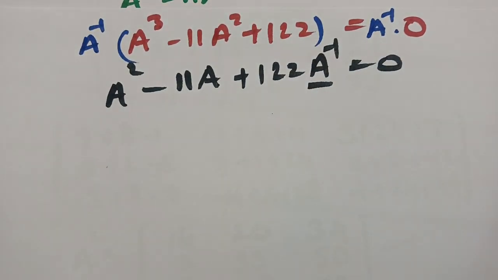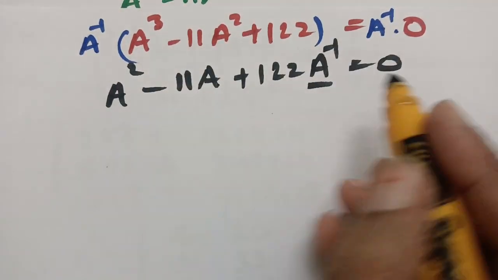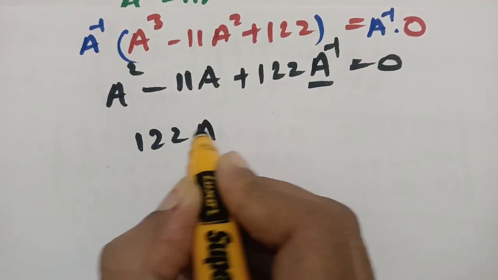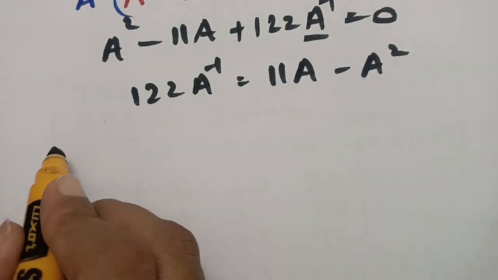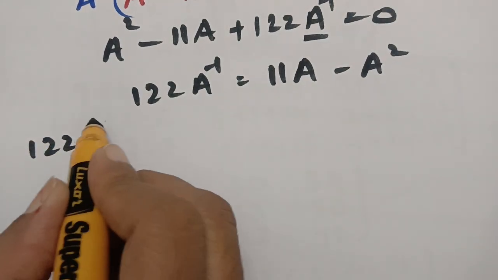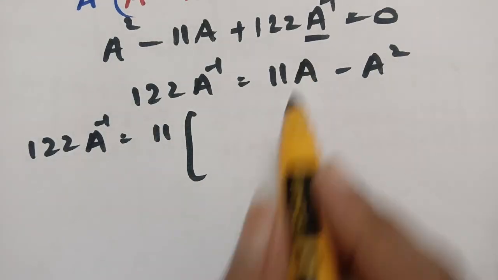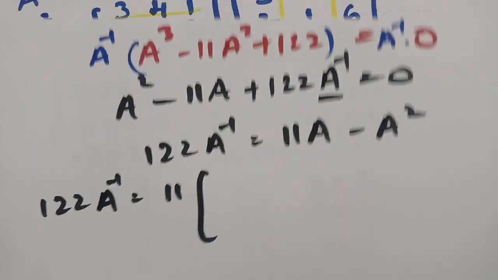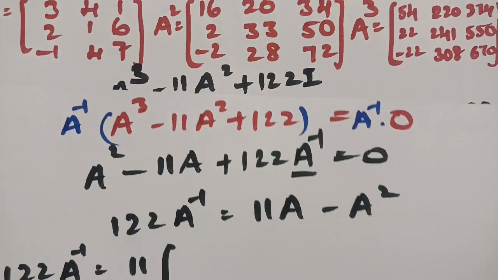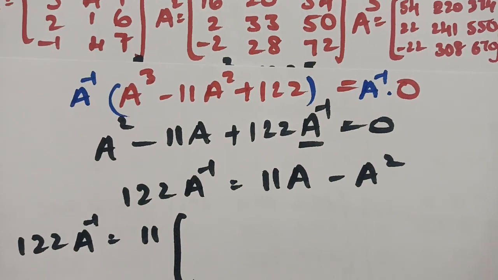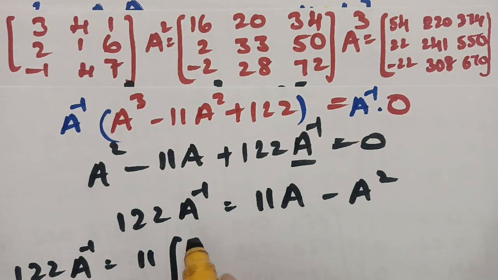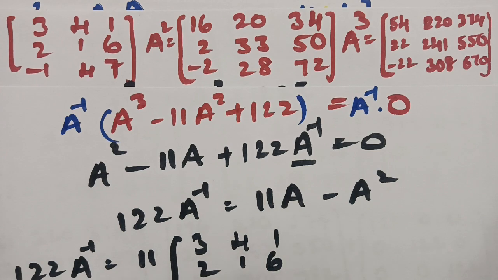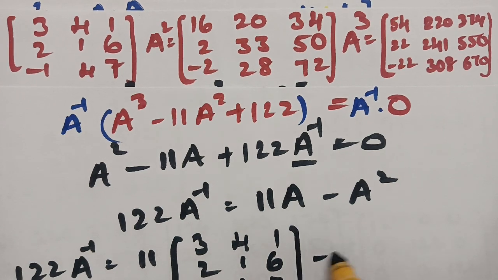So strictly I need A inverse. So I am sending these two terms to the other side. So 122 A inverse is going to become 11A minus A square. So this is 122A inverse is equal to 11 times A minus A square. So we have all the values ready. A value is nothing but 3, 4, 1, 2, 1, 6, minus 1, 4, 7.